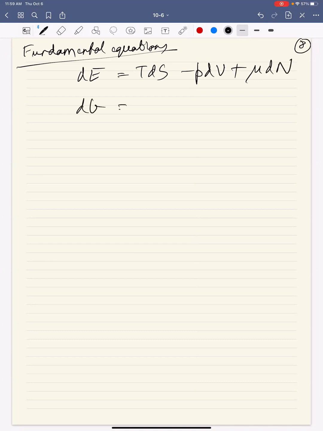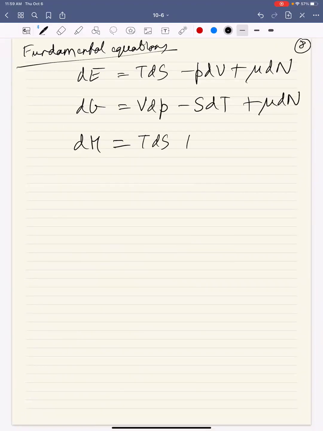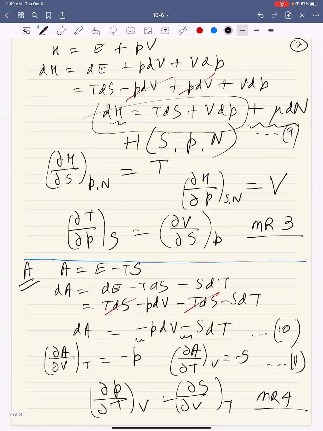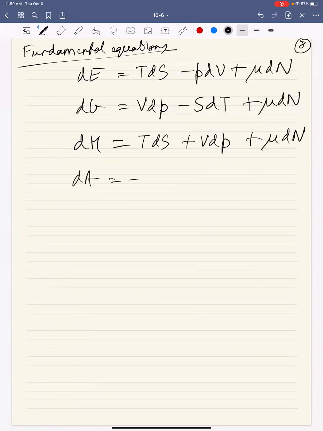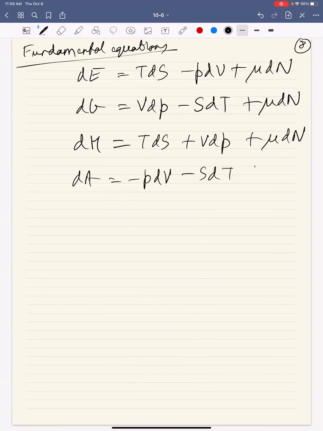The second one, which even I remember, the third and fourth I will forget for sure, is dG is equal to VdP minus SdT plus mu dN. I'm just literally putting mu dN, and you can go back and see at home that that's how it works. It just shows up. The third one is dH. What did I have? TdS plus VdP plus mu dN. And the fourth one is dA is equal to minus PdV minus SdT plus mu dN. These are all fundamental equations.